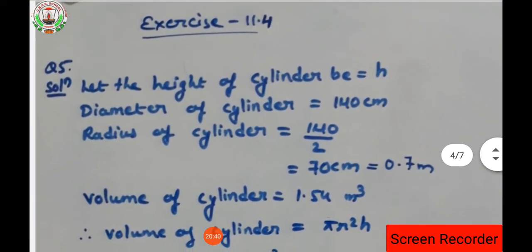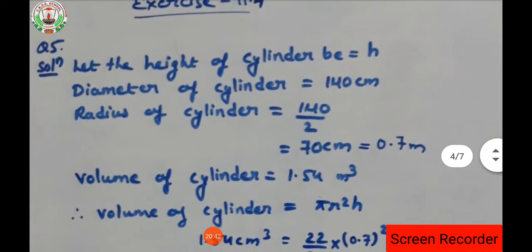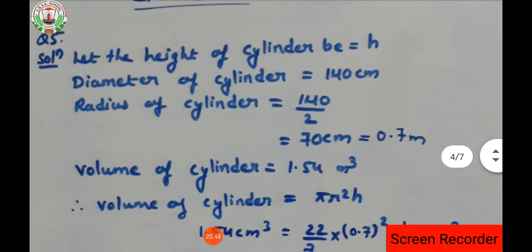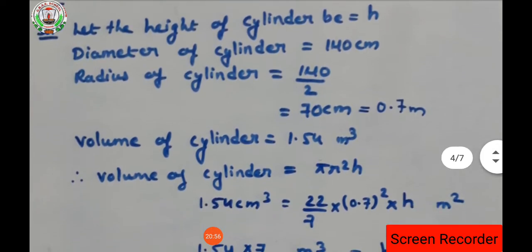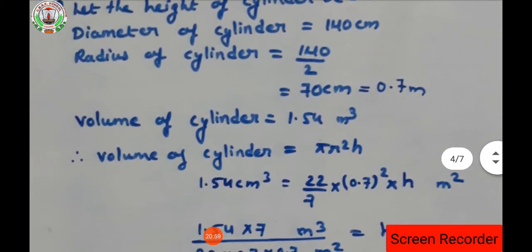In question number 5, here it is again talking about the cylinder. We have to find the height. Whatever we are finding, we have to assume or consider it. So let the height of the cylinder be h. Diameter is given as 140 centimeter, so we can easily find the radius.